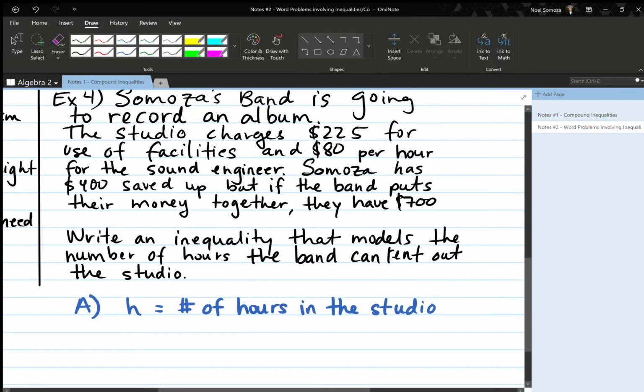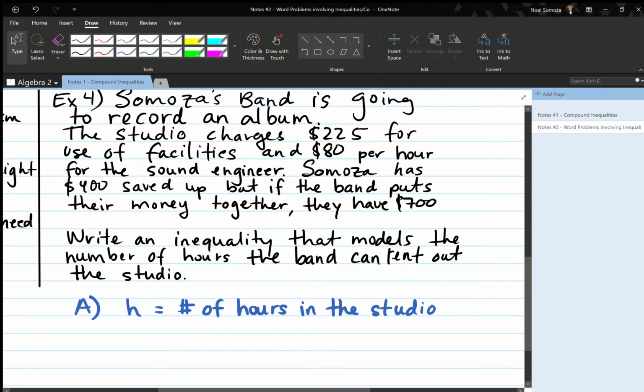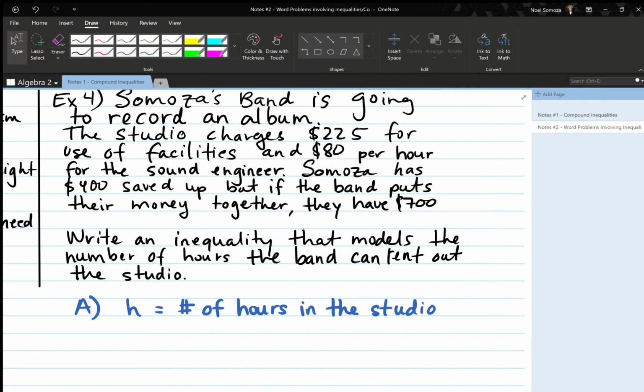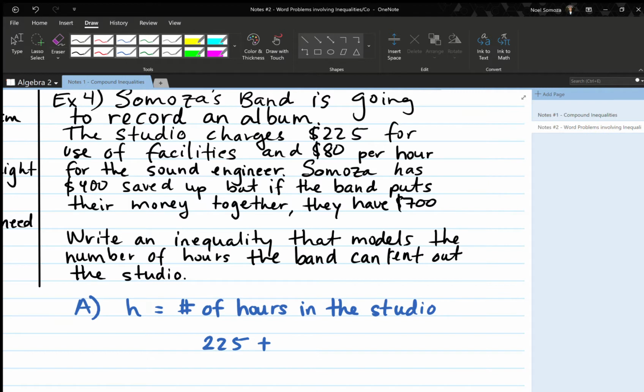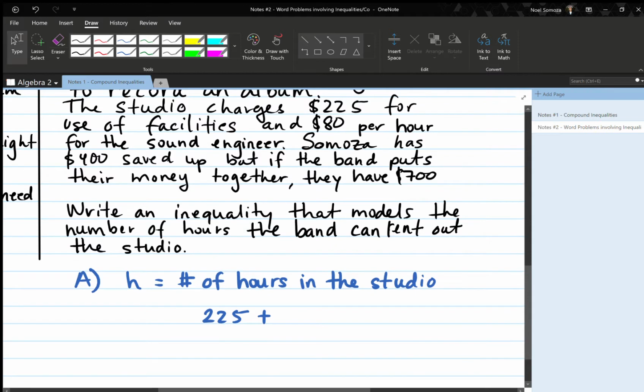Now this is where I want to start writing part of the equation. What's my starting point, and how much am I adding on every hour? What's my growth per hour? If my initial is 225, I need to add on something. What could that expression be to represent the $80 per hour? 80H, that's right.